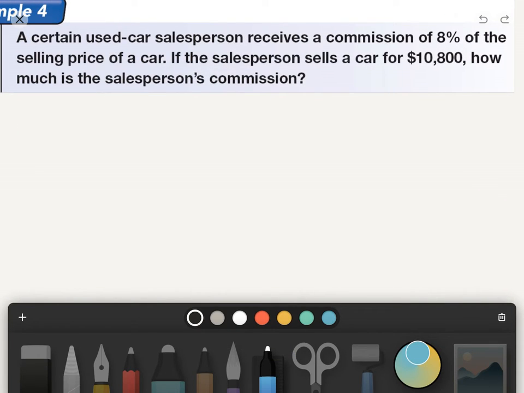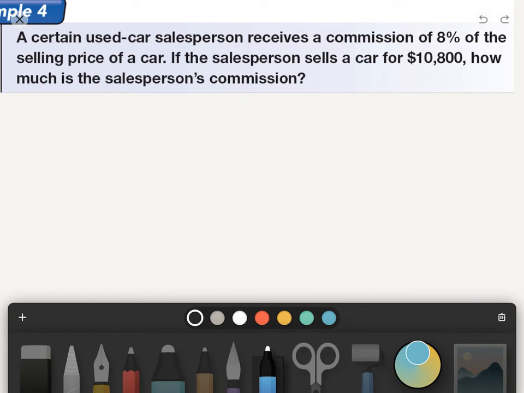All right. A certain used car salesman receives a commission of 8% of the selling price of the car. So what that means is that if he sells a car, then he gets 8% of the money that gets paid for the car. He might not make a lot of money per hour, but if he makes a few of these sales a month, then, well, we'll see. He makes quite a bit.